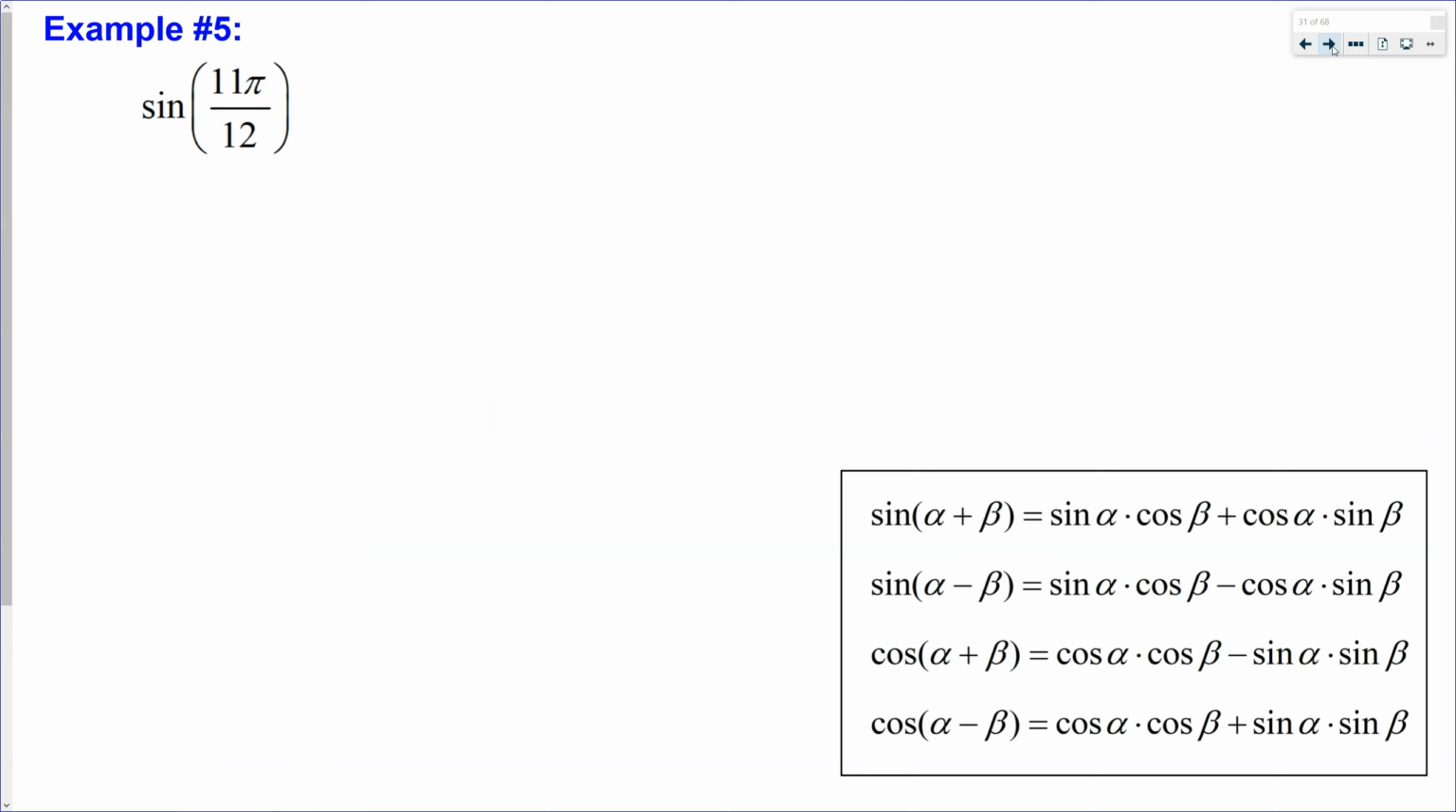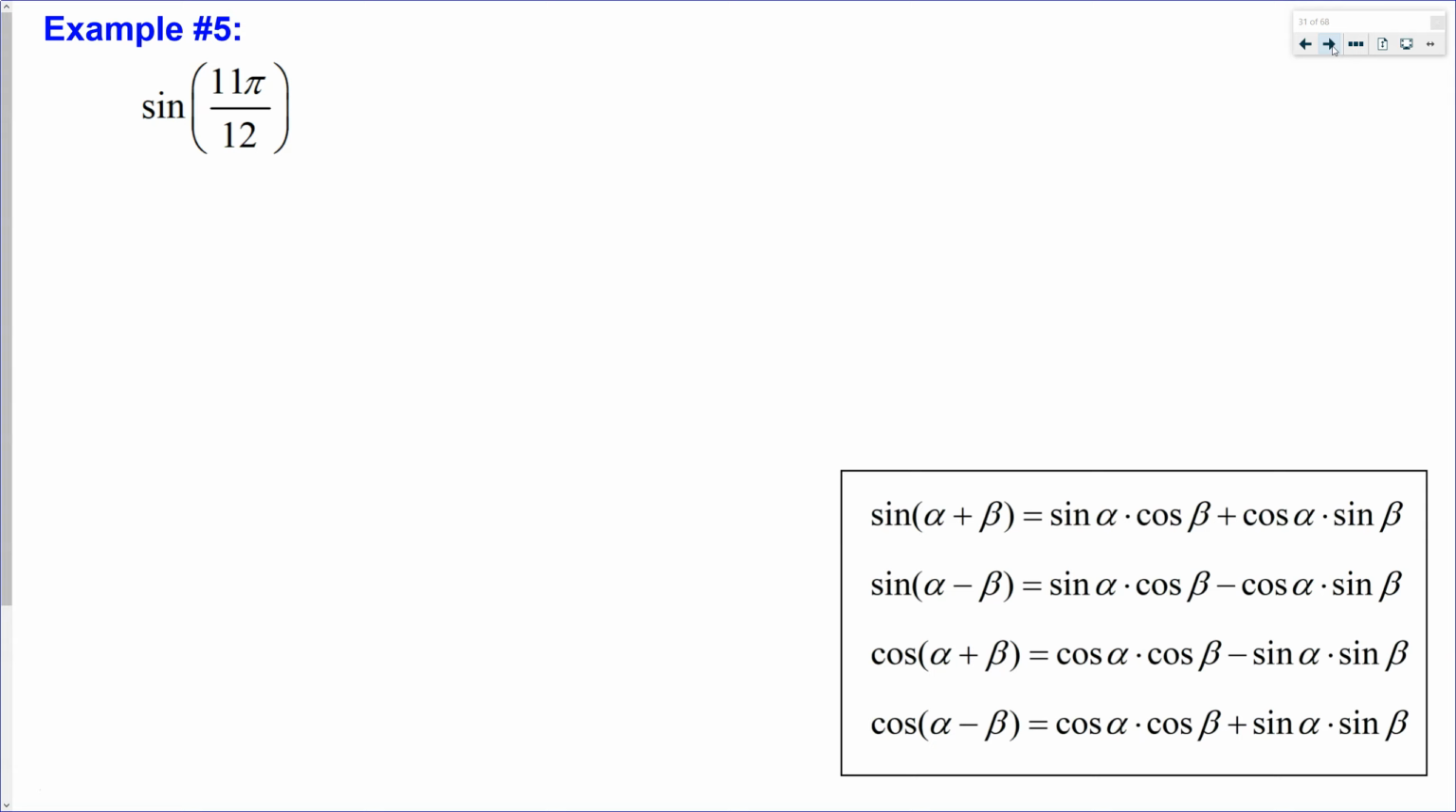Then if we start with radians, like in example 5 here, you have to think about how to break up 11 pi over 12. Now, pi over 12s are not increments that are readily available on the unit circle. However, you can think of that 11 as a sum or difference of pi over 12s. How many pi over 12s do you need to add together to get to 11? And what combinations would actually appear on there?